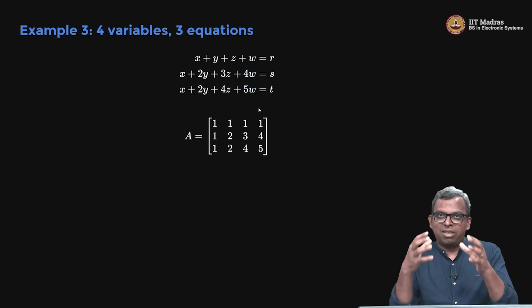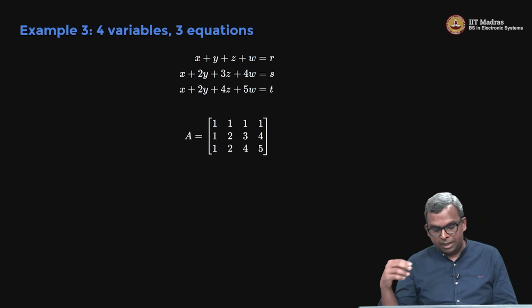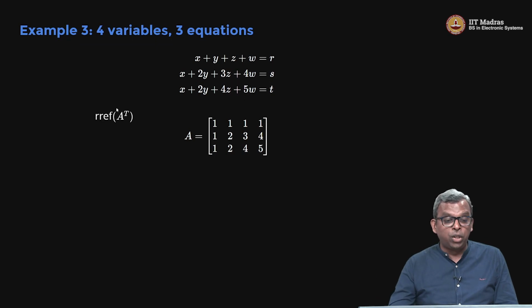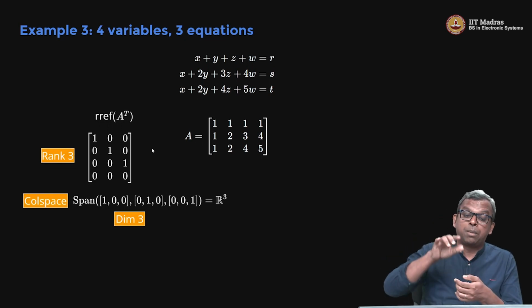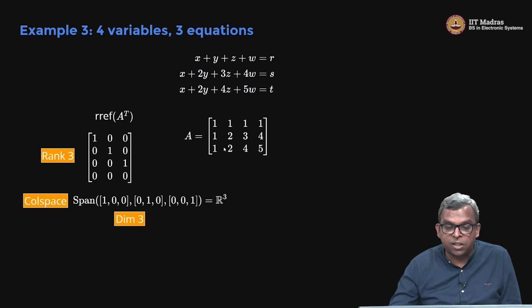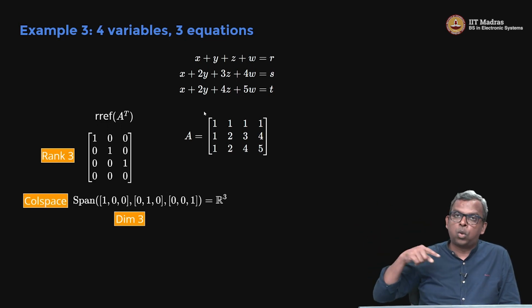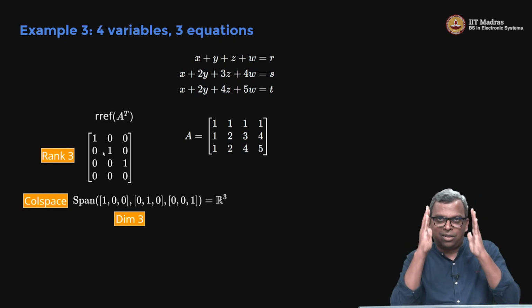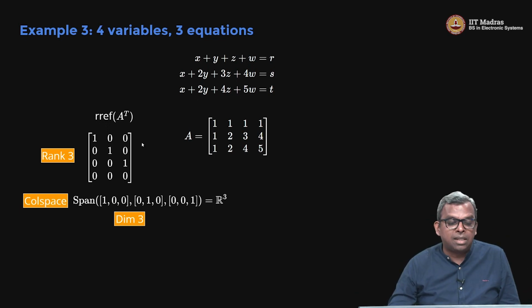Once you have a linear transformation represented by a matrix, you have to worry about its null space and column space. So let's do that. To find the column space, we know we have to look at the RREF of A transpose, and A transpose becomes a 4 by 3 matrix. What is A transpose here? It will be 1, 1, 1 in the first row, 1, 2, 2 in the second row, 1, 3, 4 in the third row, 1, 4, 5 in the fourth row. So it becomes a longer vertical thing. If you do RREF, you will get 1, 0, 0, 0, 1, 0, 0, 0, 1, 0, 0, 0.